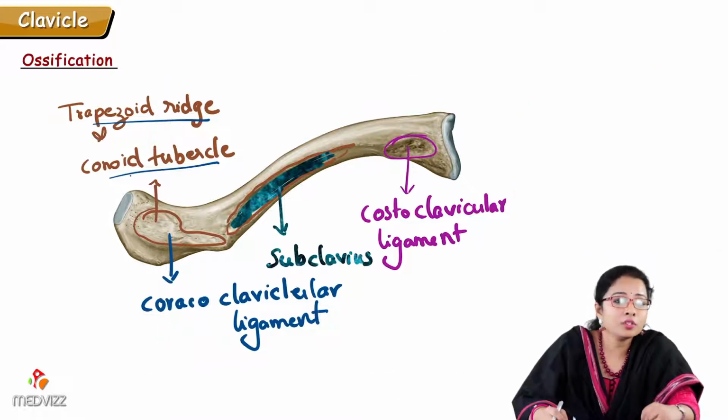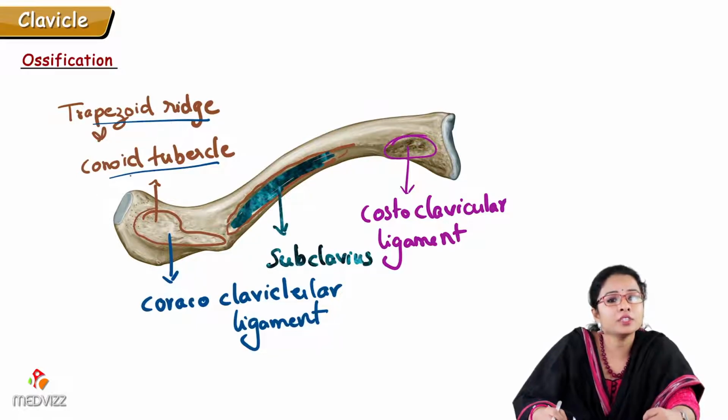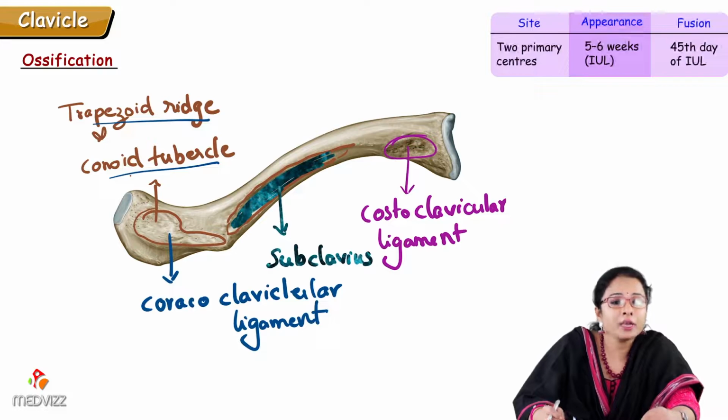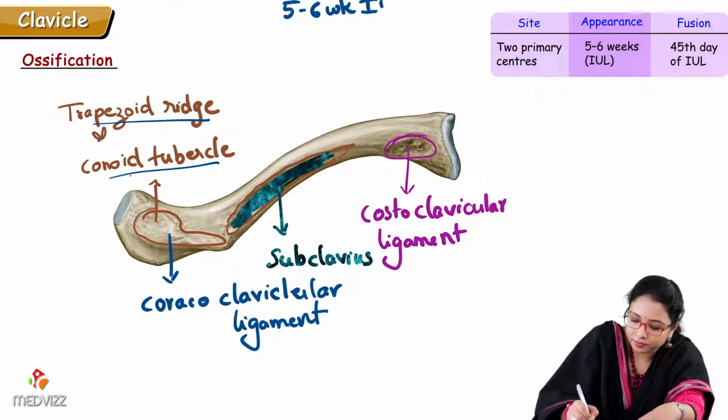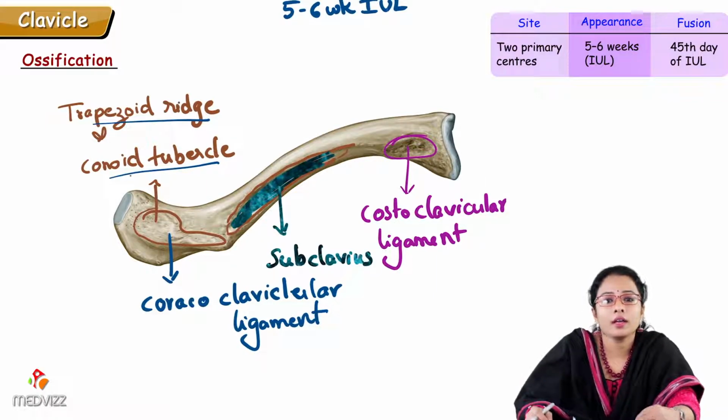Let's talk about ossification of the clavicle, because we said it is the first bone to start ossifying in the body, and there are two primary centers for the clavicle which appear in the medial and the lateral part of the shaft of the clavicle. The primary centers usually appear during 5th to 6th weeks of intrauterine life, and both centers fuse by 45th day of intrauterine life.